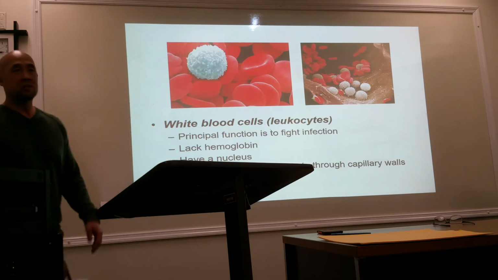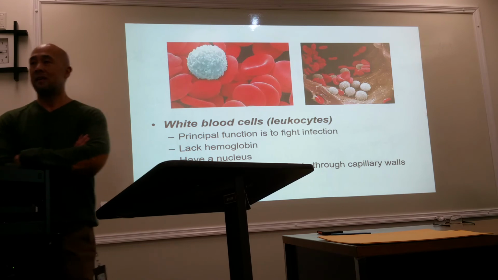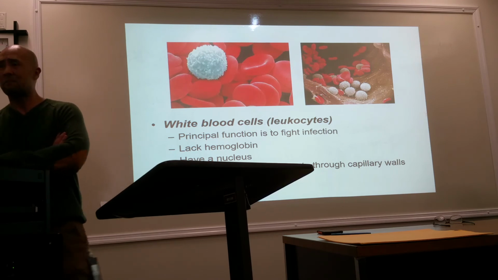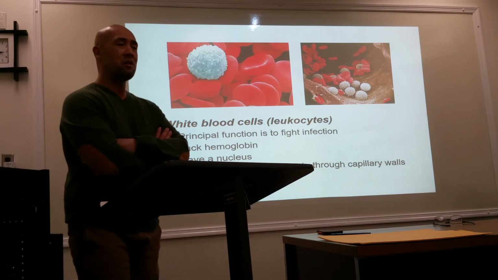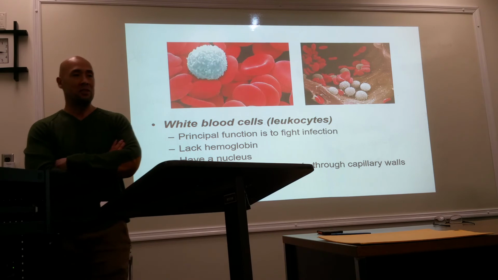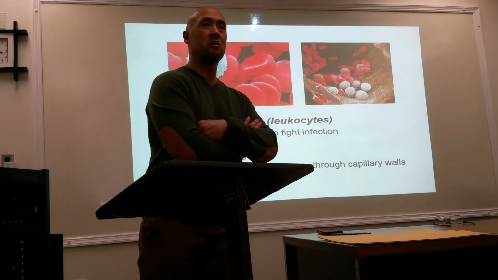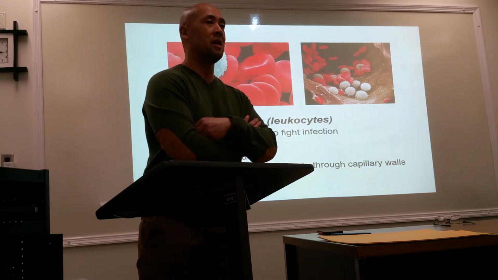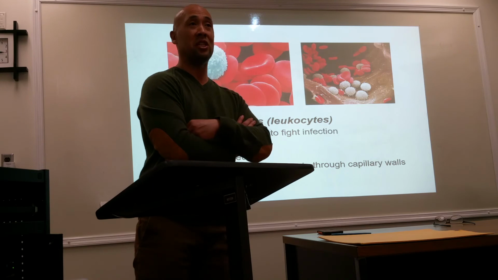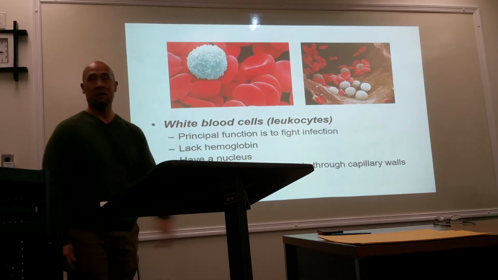White blood cells, or leukocytes, their principal function is to fight infection. They lack the hemoglobin, they have a nucleus, and they have the capacity to migrate through capillary walls into tissue fluid when there is injury. When you get sick, you run some labs. What are they looking for to see if you have an infection or an injury? Leukocytes. They're looking at the white blood cell count.